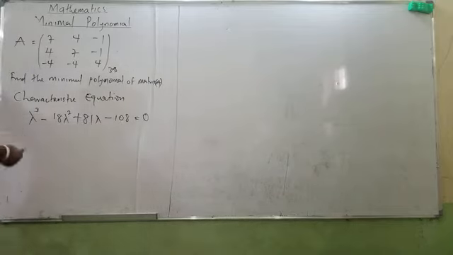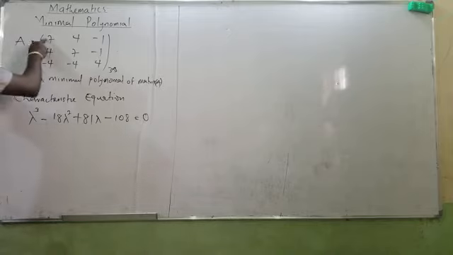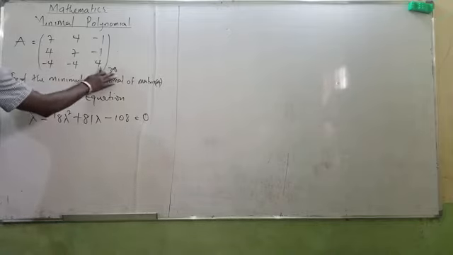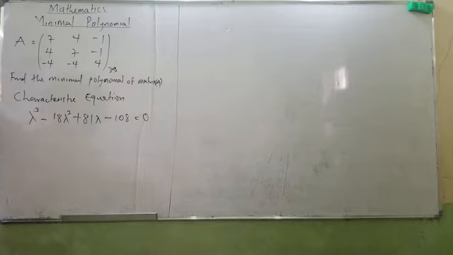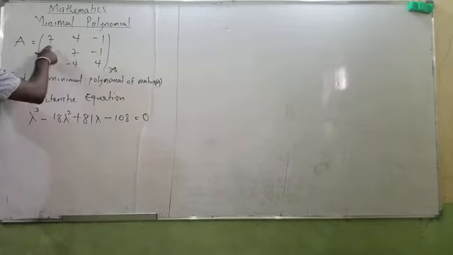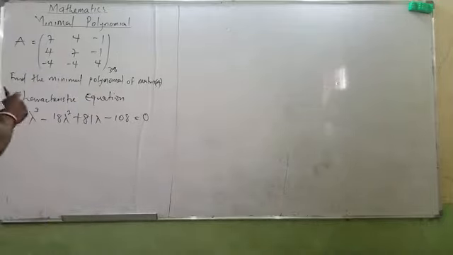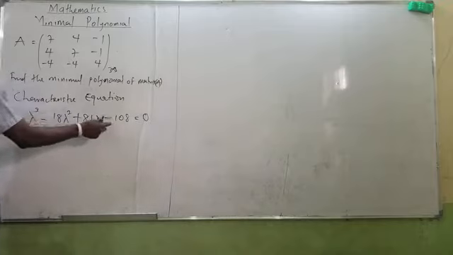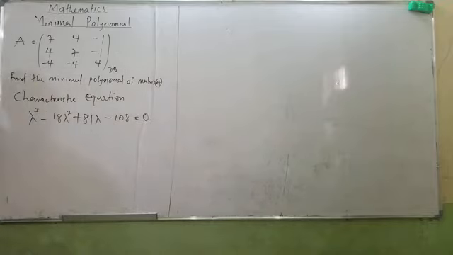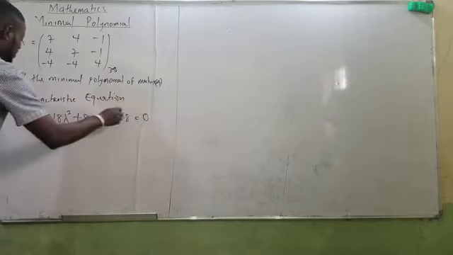Now, what did I do? Because it's 3 by 3, if it is 4 by 4, you also move the same way. A 3 by 3 matrix will give us what? Lambda cubed. The trace is 18, which is lambda squared. The addition of the trace reduction, which I've explained earlier, and the determinant. By so doing, I will have that. Now, this is known as the characteristic equation.